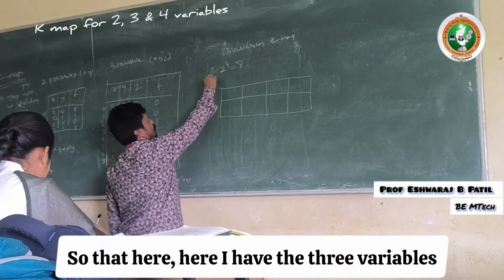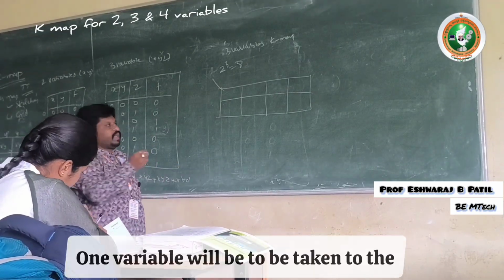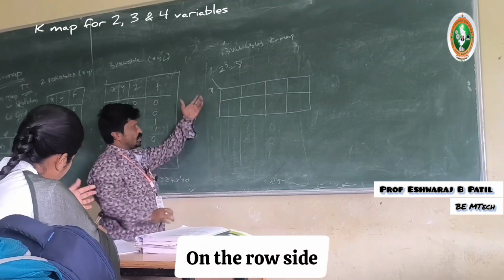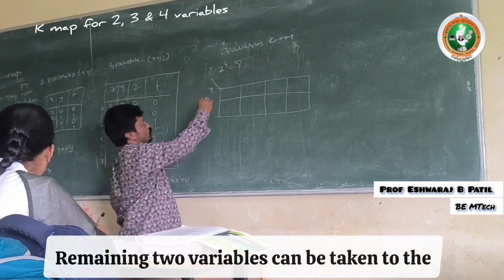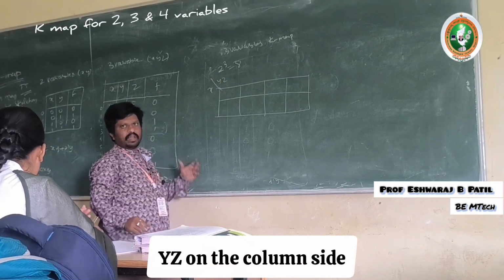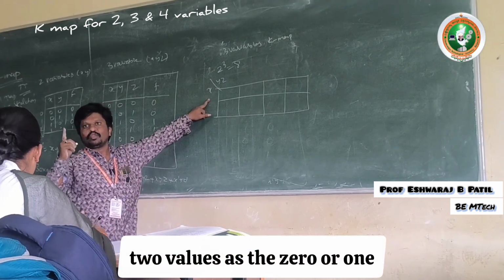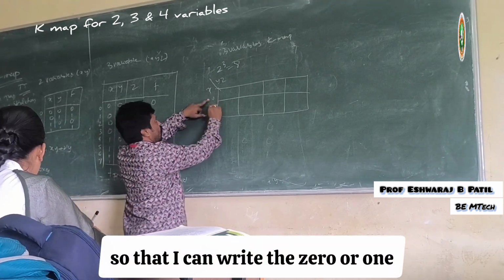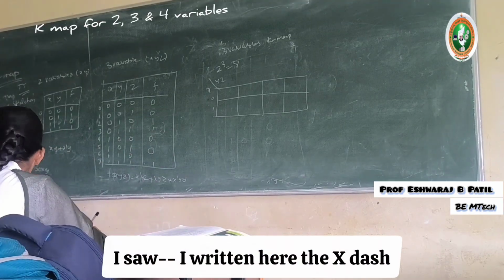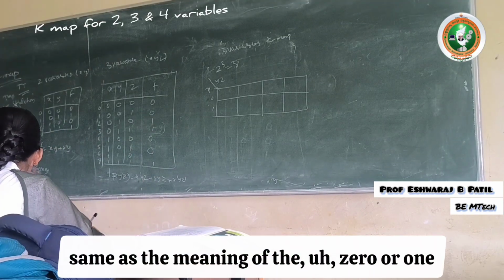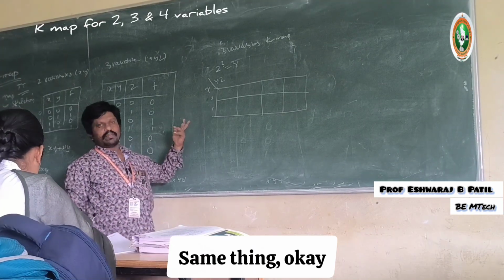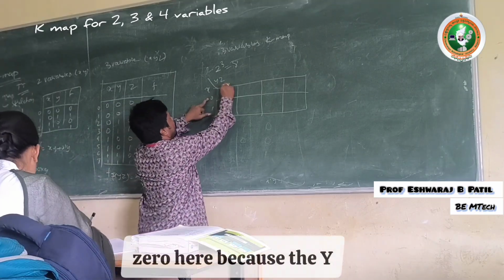So here I have the 3 variables. One variable will be taken on the row side, and the remaining 2 variables, yz, can be taken on the column side. One variable can have 2 values, 0 or 1, so I can write x dash and x, which has the same meaning as 0 or 1. Then I can write 0, 0 here.